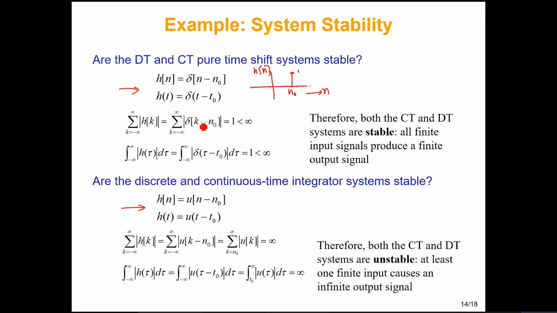So if you open up this summation and put in different values of k right here, you would see that its value will exist only at k equal to n naught, and at that point its value is 1. The rest are all 0. So this summation is only going to give you a single value, which is 1, which is a finite value less than infinity. So we say that your system is stable.